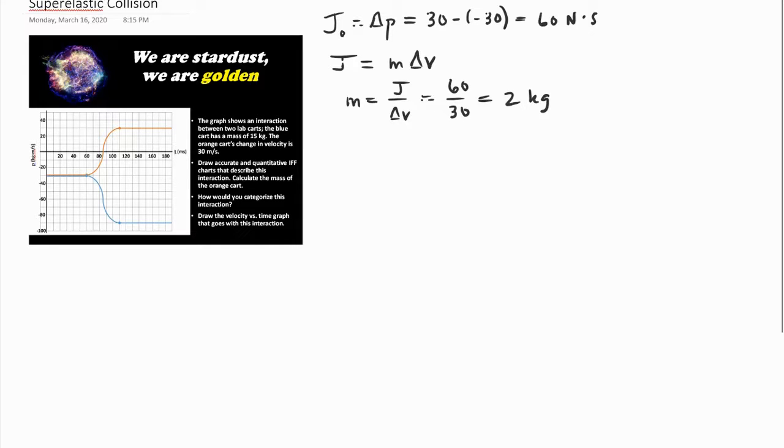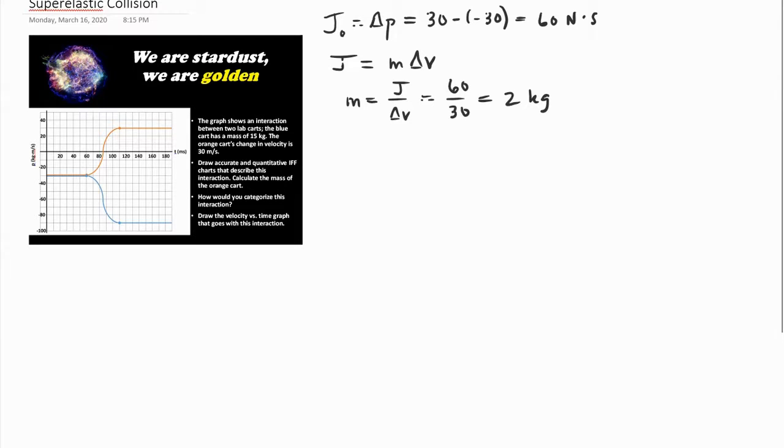Okay, so that helps. So the orange cart is way less massive than the blue cart. But notice their changes in momentum are the same amount. So the orange cart goes from negative 30 up to positive 30. So that's a change of 60. Whereas the blue cart goes from negative 30 down to negative 90. That's a change of negative 60. So momentum is still going to be conserved even though one cart is way more massive than the other.